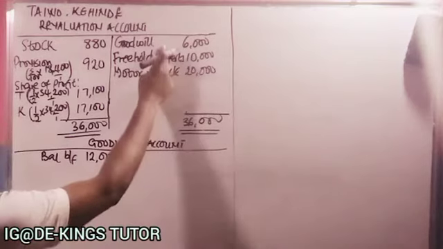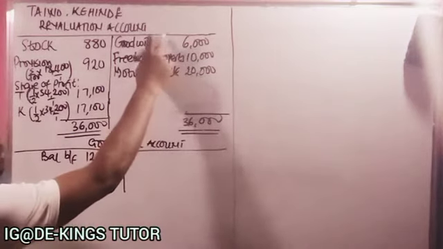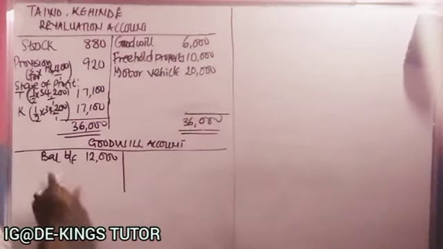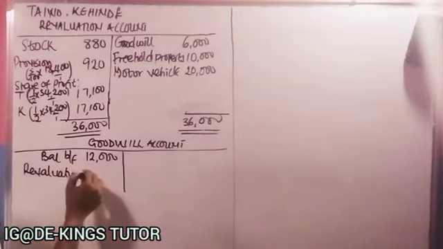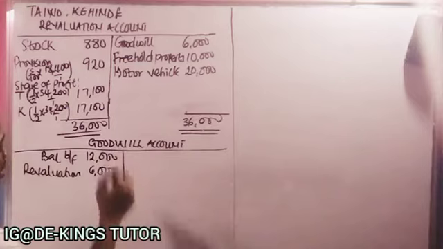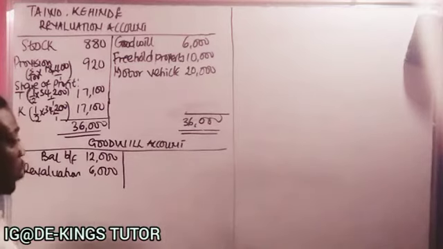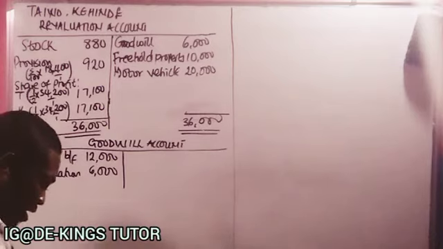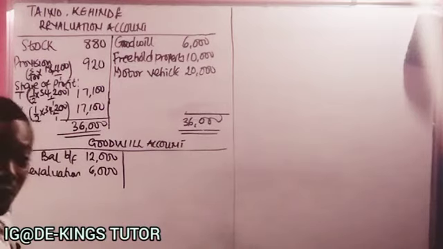Now remember, goodwill was revalued. The increase in assets is 6,000. So the corresponding entry will come here as revaluation, 6,000. So that's the goodwill for now. Still, because they said goodwill is no longer to be retained, we'll still come back to that.